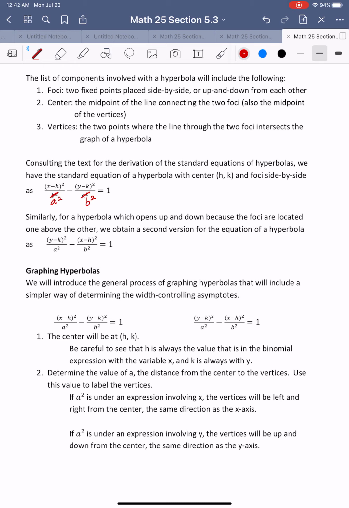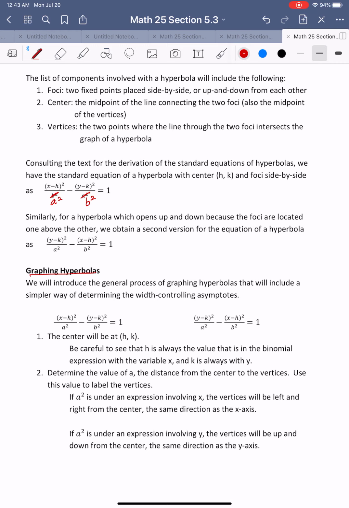And similarly for the hyperbola which opens up and down, because the foci are located one above the other, we obtain the second version of the equation of the hyperbola: (y minus k) squared over a squared, this time, minus (x minus h) squared over b squared, equals 1. So for graphing hyperbolas, we will introduce the general process of graphing a hyperbola. We will include a simpler way of determining the width and controlling the asymptotes.